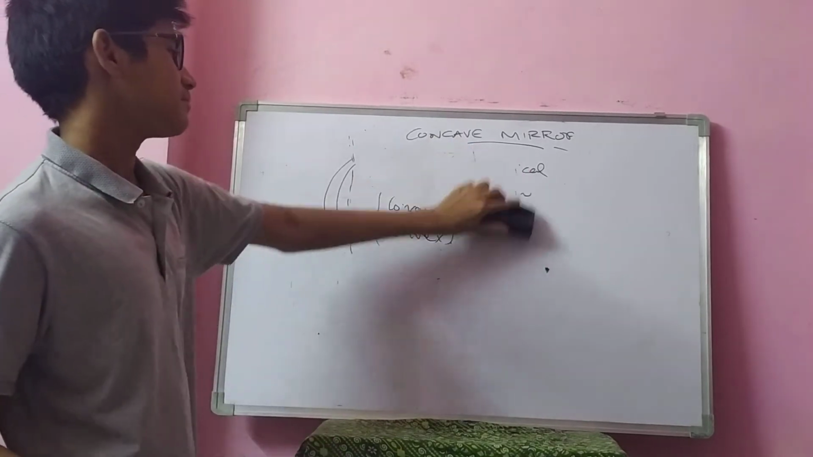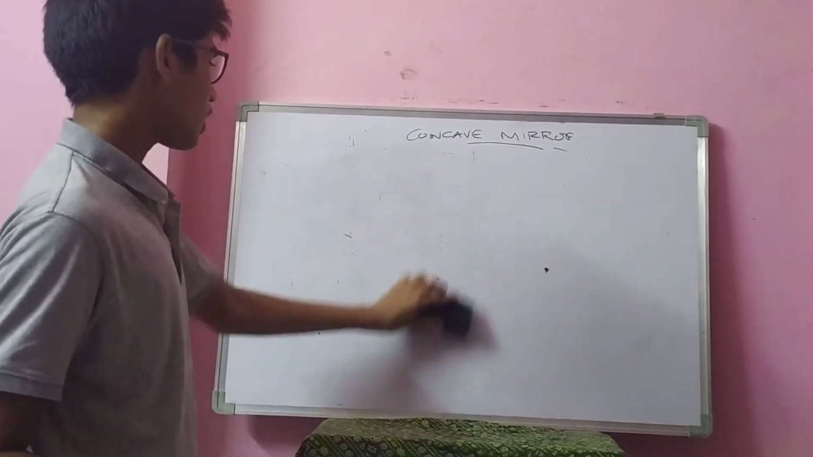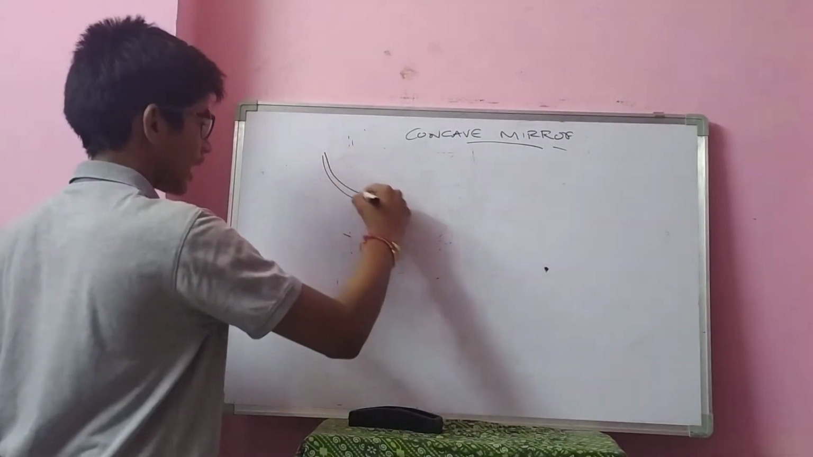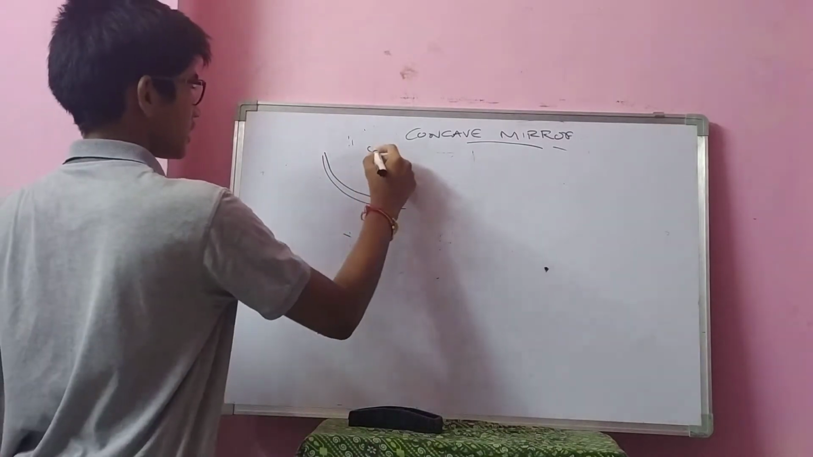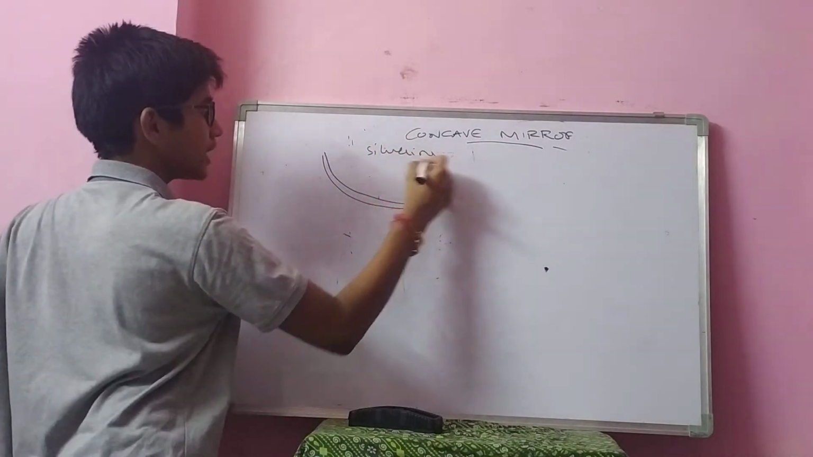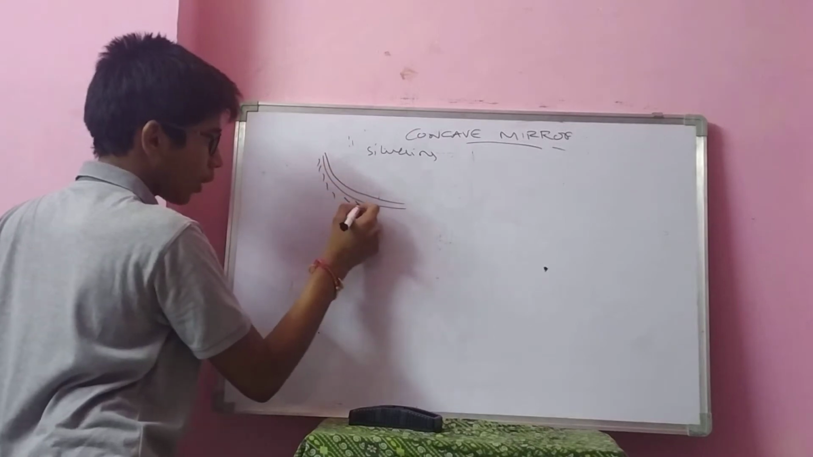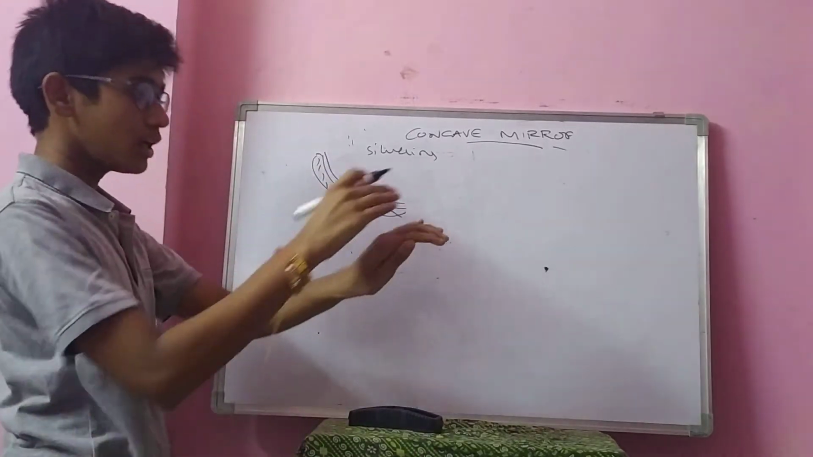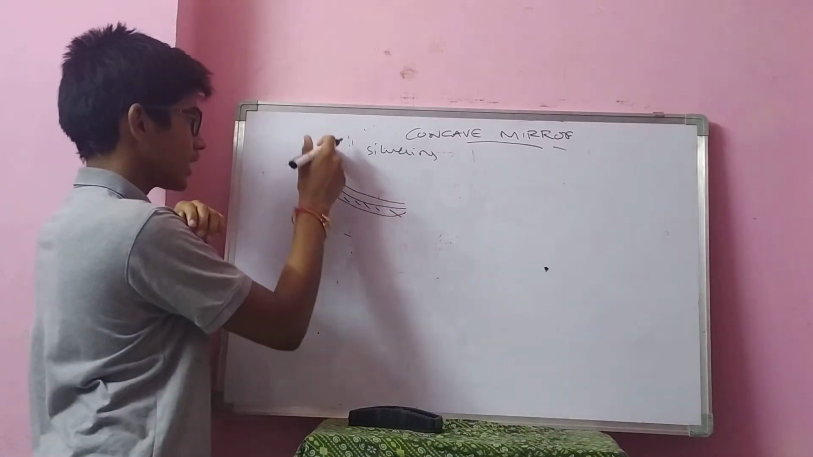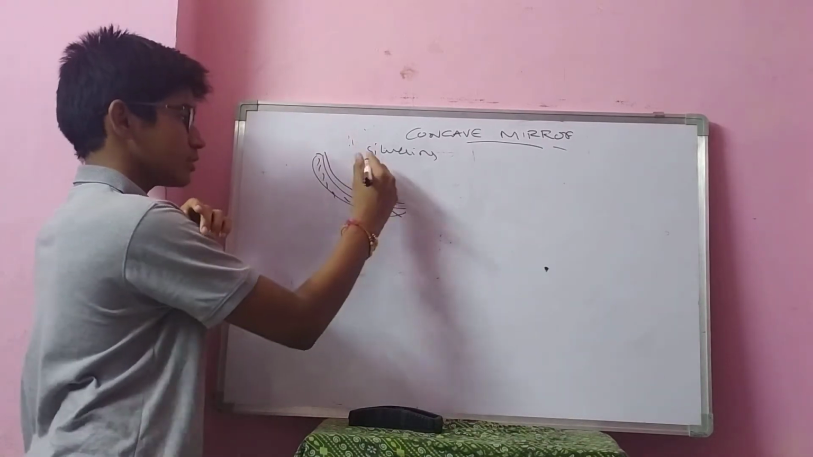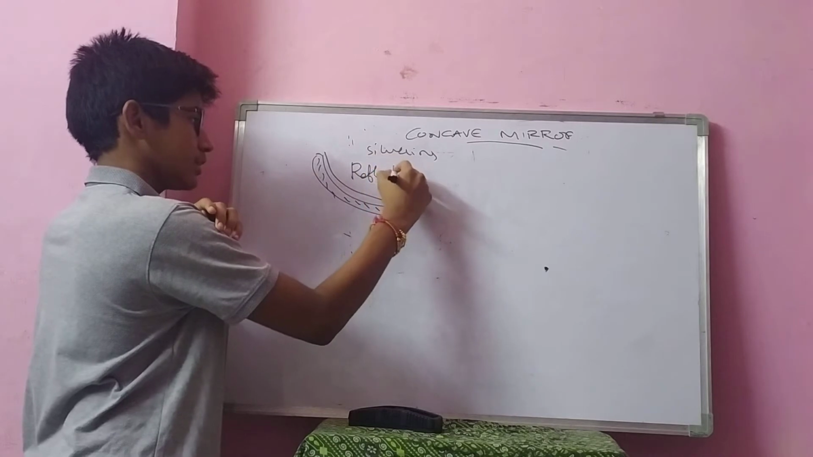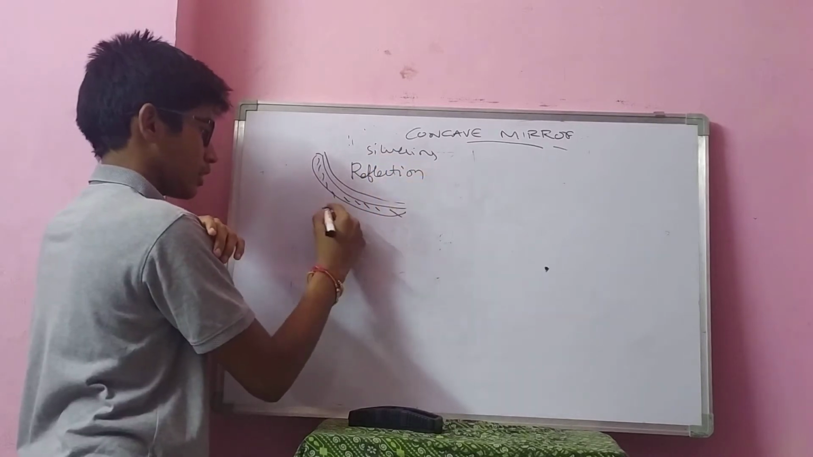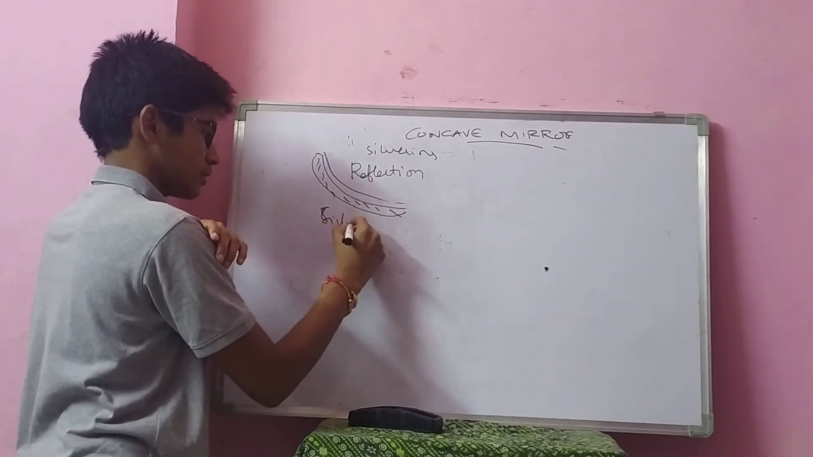In the sense, we take this glass plate and apply the silvering on the outermost side, I mean the bent side of the glass plate, and this side is used for reflection. This is the silvered surface, right?